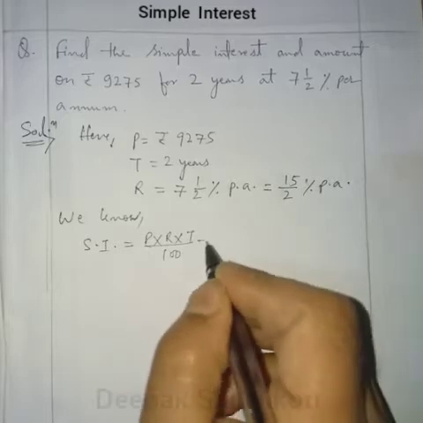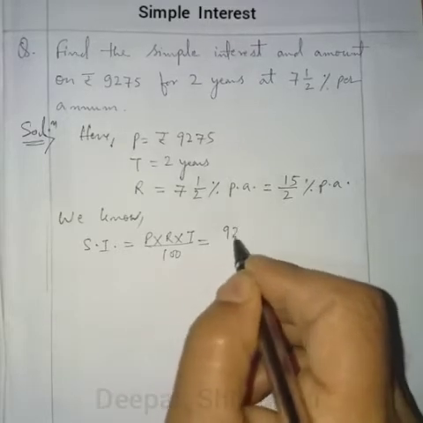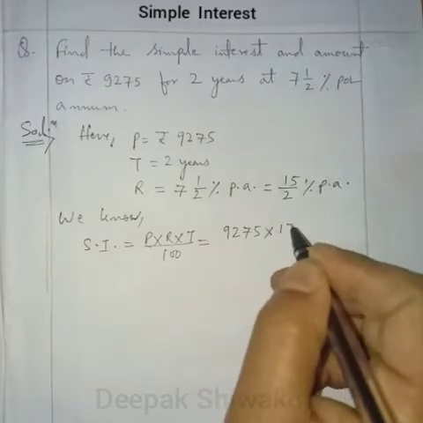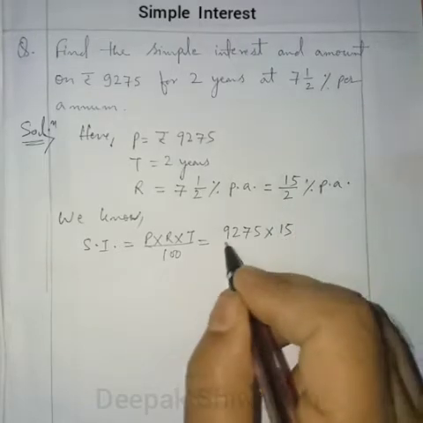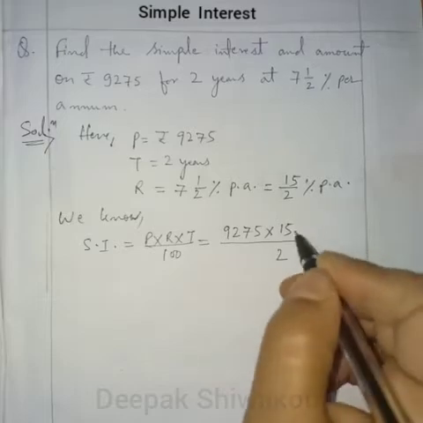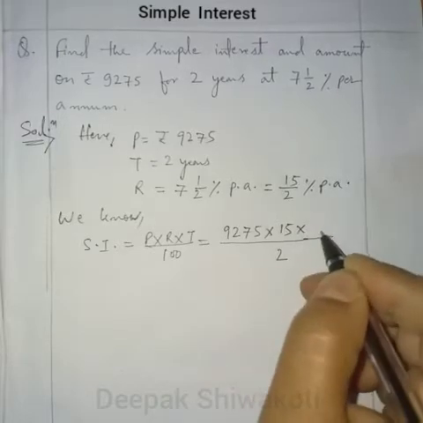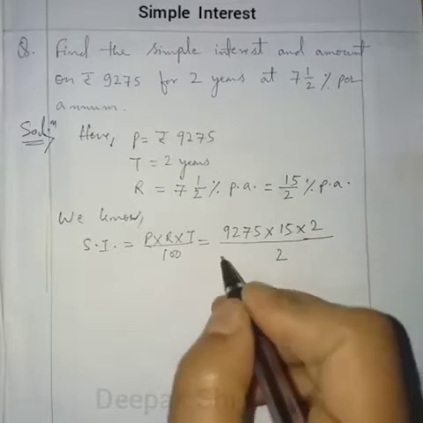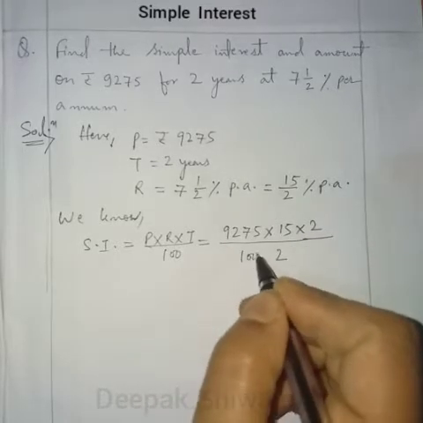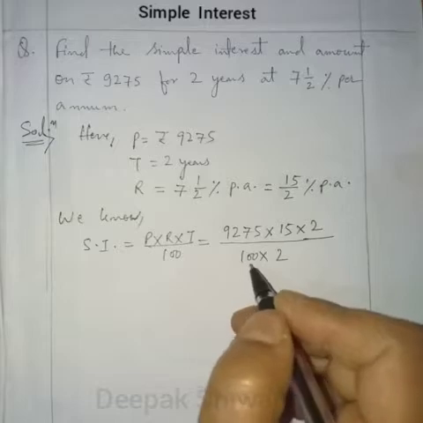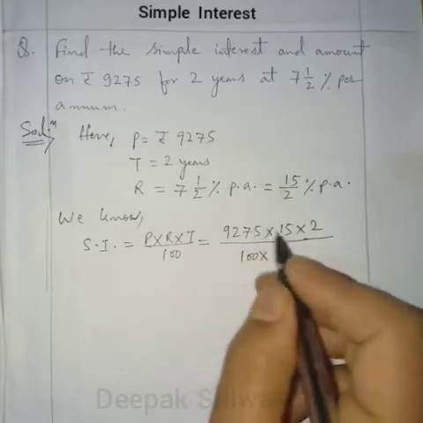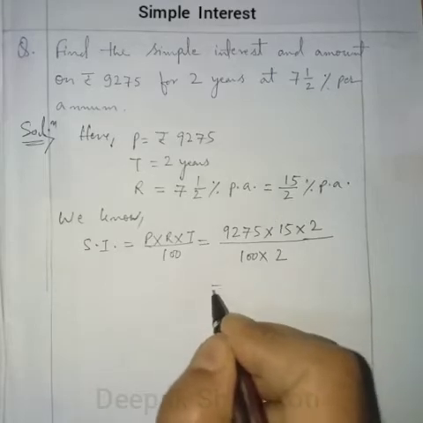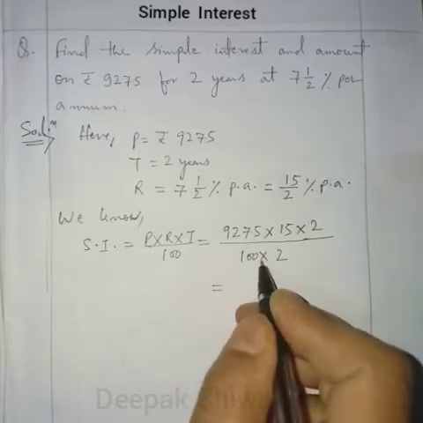Now replace the values here. P is 9,275, R is 15 with 2 in the denominator, into time, which is 2 years. By the formula, this 100 is also there in the denominator. By doing some calculation here, we can get the answer, that is the simple interest.